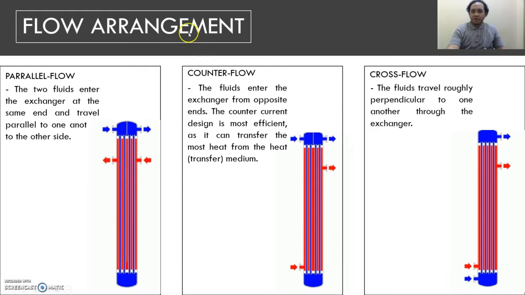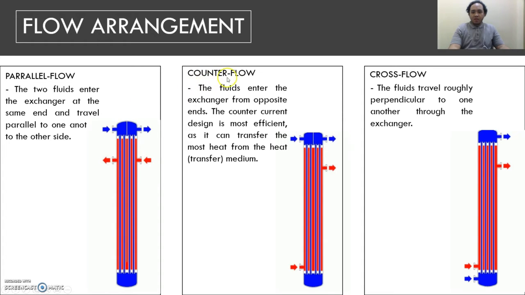So next we are going to look at the flow arrangement. There are three types: parallel flow, counter flow, and cross flow. First, parallel flow. Parallel flow is where two fluids enter the exchanger at the same end and travel parallel to one another. As you can see here, this is the first inlet and the first outlet, and next is the second inlet and the second outlet. Basically, one travels from the left to the right, and the other one is from the right to the left.